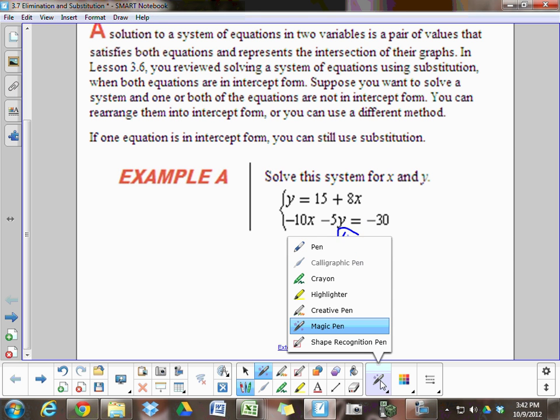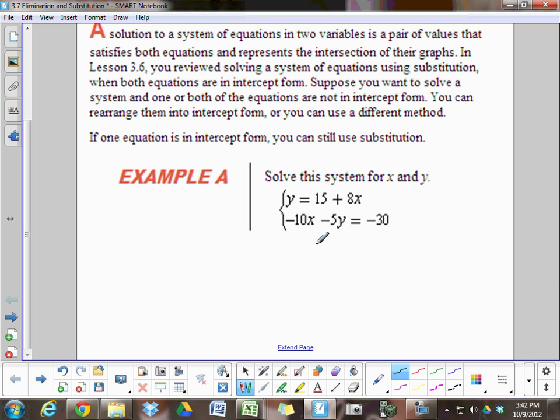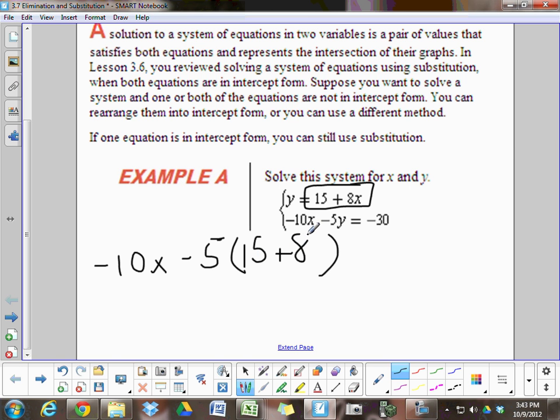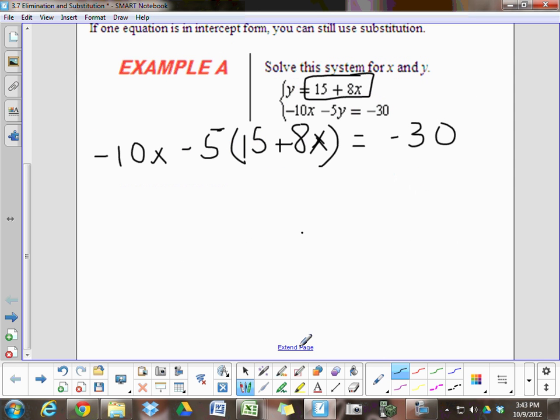You take the bottom equation, the one that's not in y equals form, and you begin writing it as negative 10x minus 5. And then instead of putting the y there, you're going to stop and replace that y with 15 plus 8x. So we're substituting this expression in place of the y variable. Now we have a single equation with just an x involved that we can solve for x.